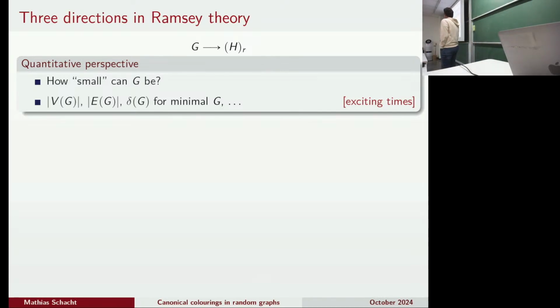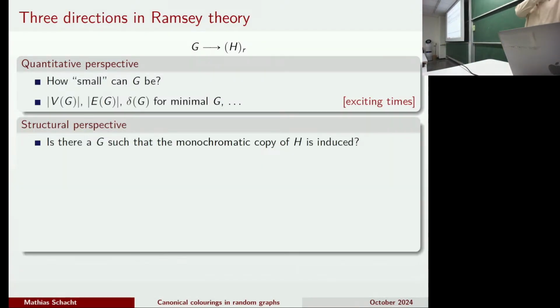And there were other questions that you ask for the minimum number of edges such a graph G can have, or if the graph is minimal, what is its minimum degree, and all these types of quantitative aspects were studied. A second, and this brings me to structure, is more a structural perspective.